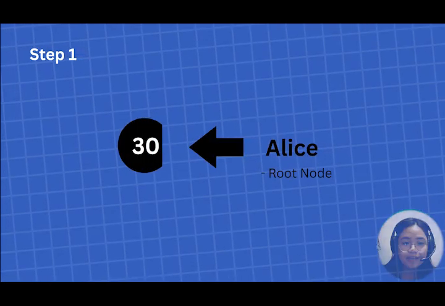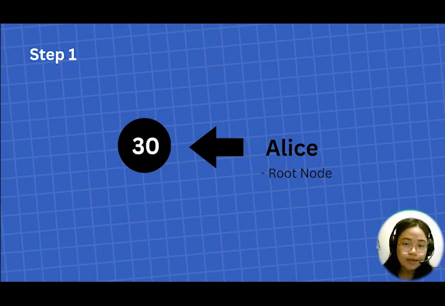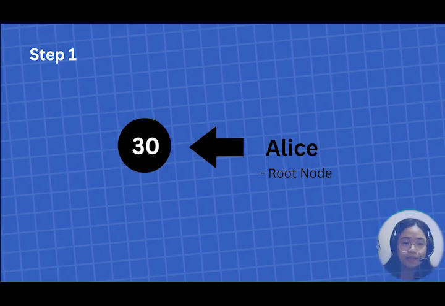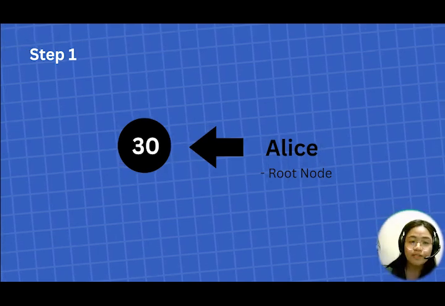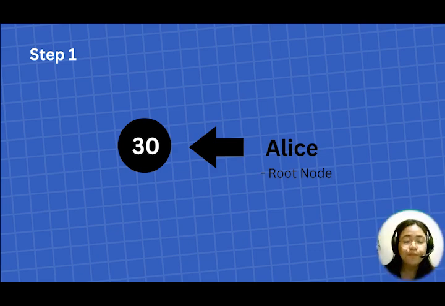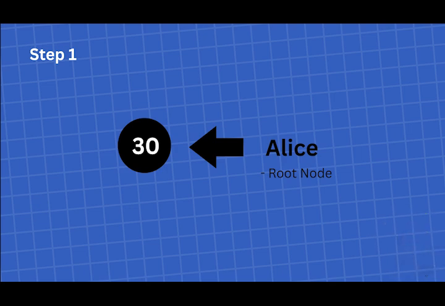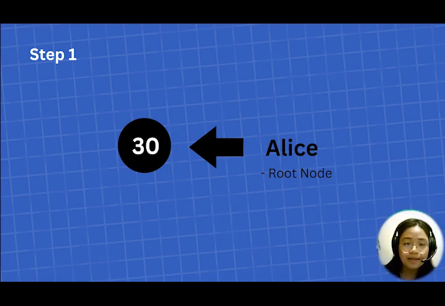So, step 1. Let's insert Alice with a priority number of 30. At first, the tree is empty. And since Alice was the first patient with a priority number of 30, Alice becomes the root node. According to the red-black tree rules, the root must be black, so we color her node black.